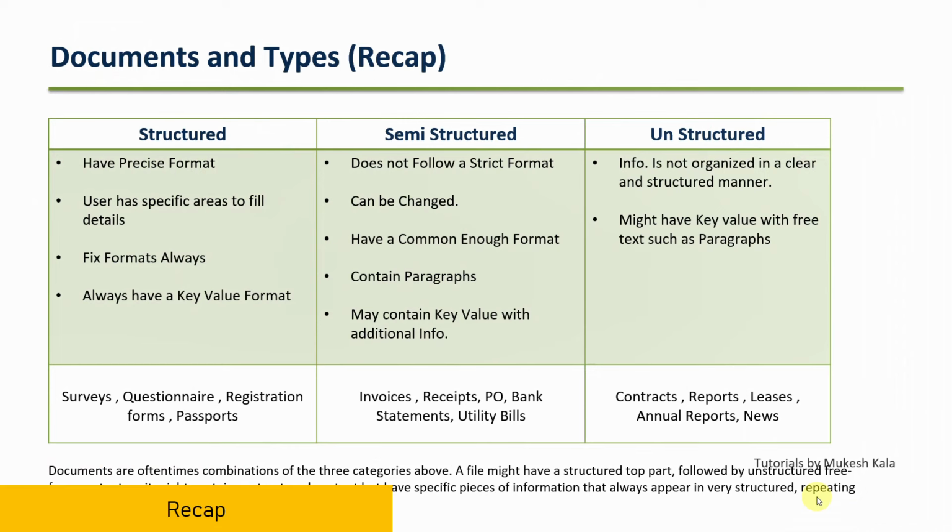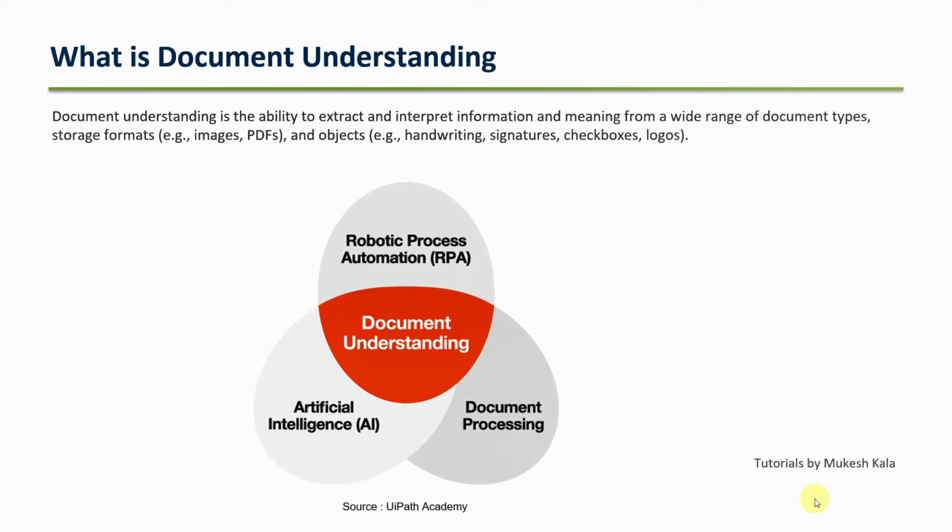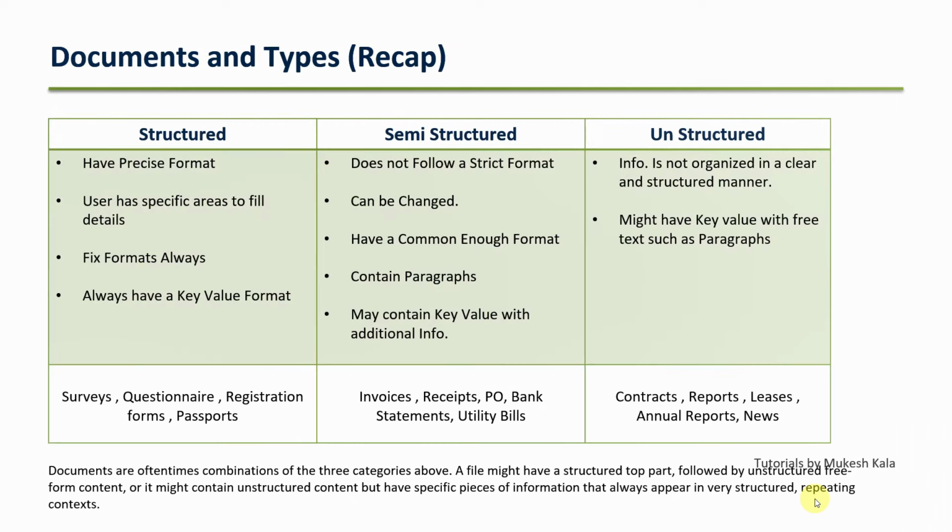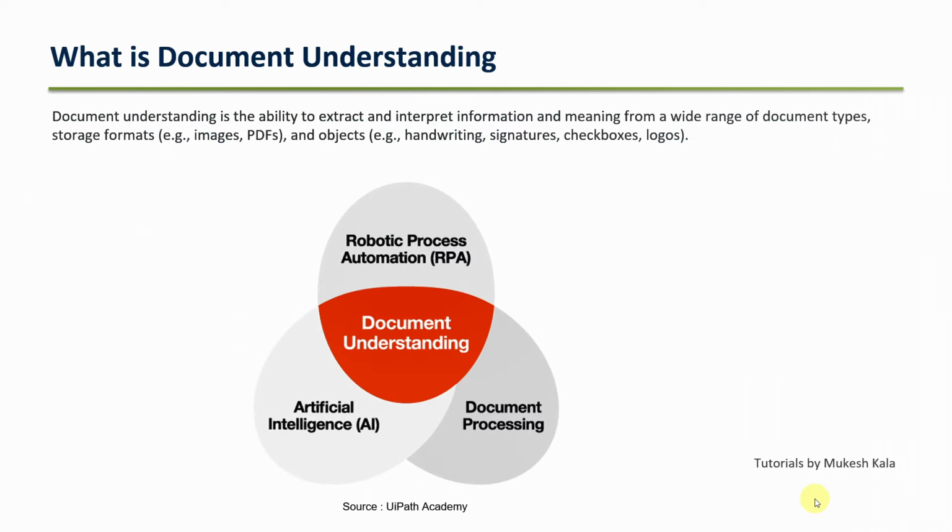Okay, so I want to start by giving you a quick recap which we have already seen in the first video, so not spending much time here. We have seen that we have three kinds of documents: structured, semi-structured and unstructured. And we have also seen the differences, right? In the last video, we have also defined what is document understanding. That is the ability to extract and interpret the information from all kinds of documents: structured, semi-structured and unstructured. And we have seen that yes, it is a combination of RPA, AI and document processing, right? All of that we have already explained in video 1.